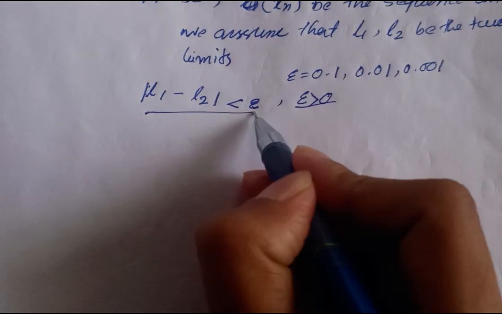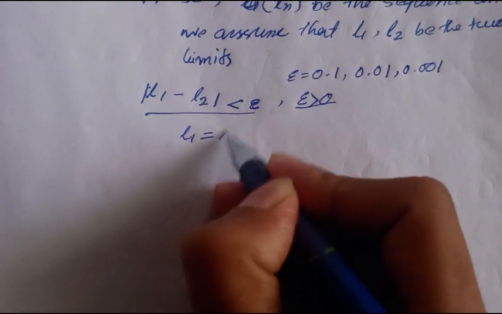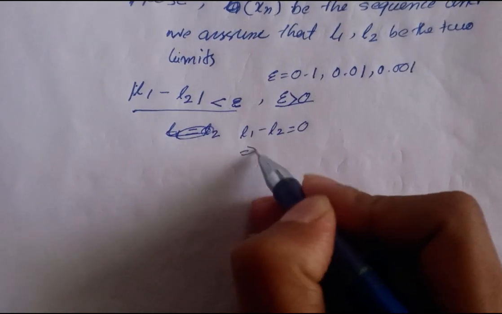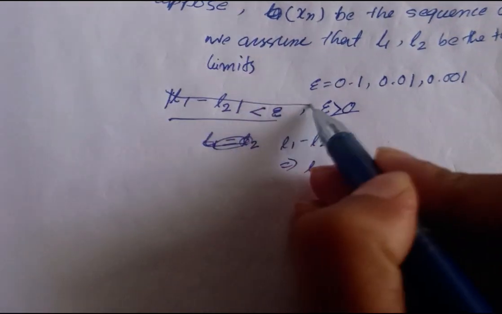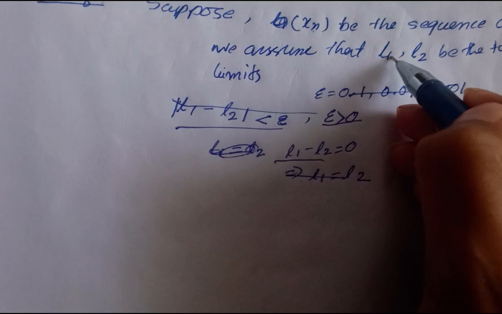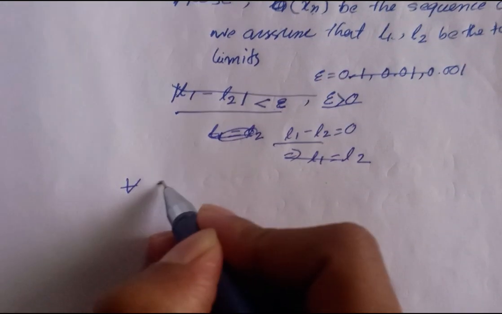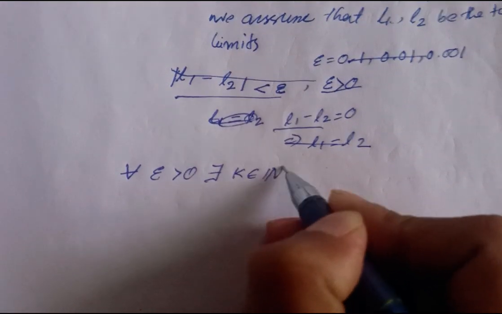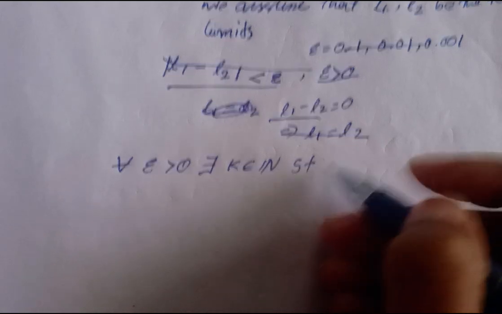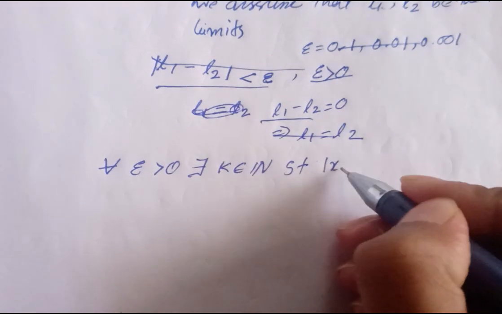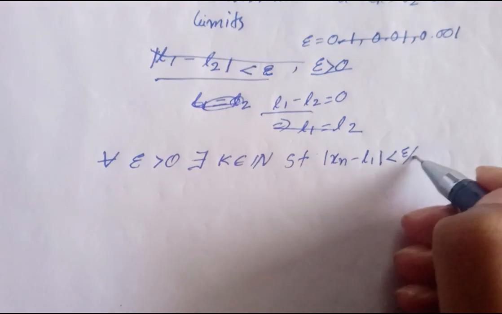If this happens, we can say that L1 minus L2 equals 0, or L1 equals L2. So we will use this process. Now, xn has limit L1. So by our definition, given epsilon greater than 0, there exists k1 such that mod of xn minus L1 is less than epsilon by 2.